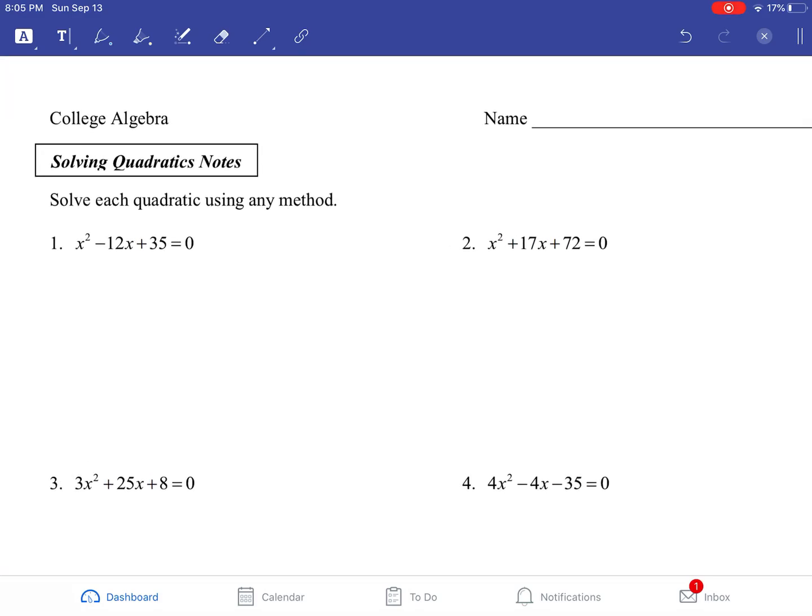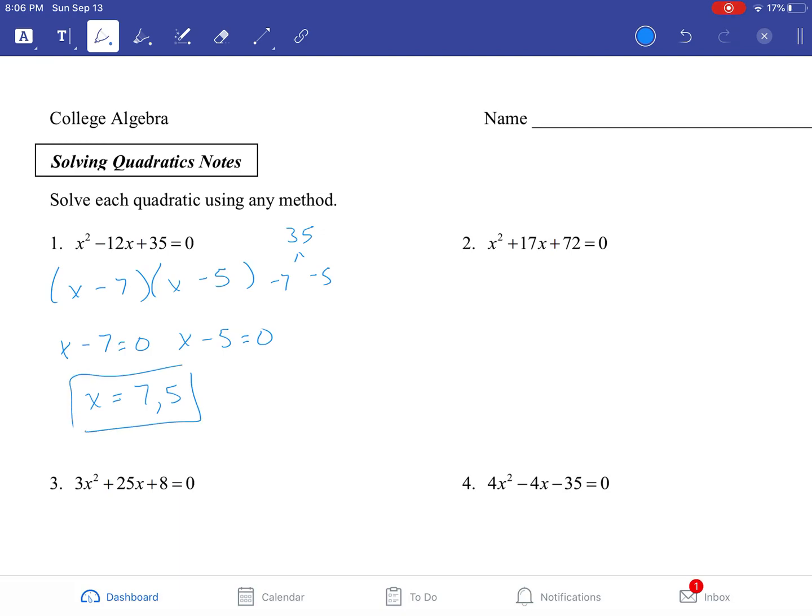So with basic factoring, what we're basically doing is finding the values that will multiply to give you positive 35 and add to give you negative 12. If you do negative 7 and negative 5, that gives you positive 35, but negative 7 plus negative 5 gives you negative 12. So we're going to put those values right here. Okay, then we're going to set each one of these factors equal to 0, and then solve them for x. And there you go.